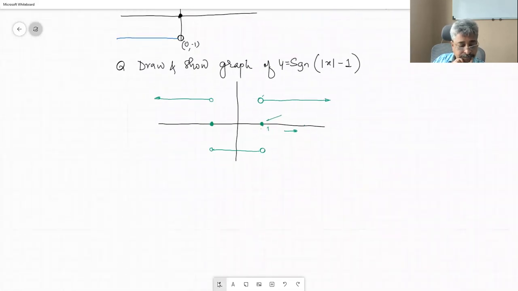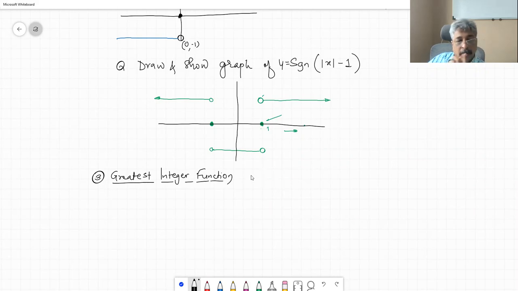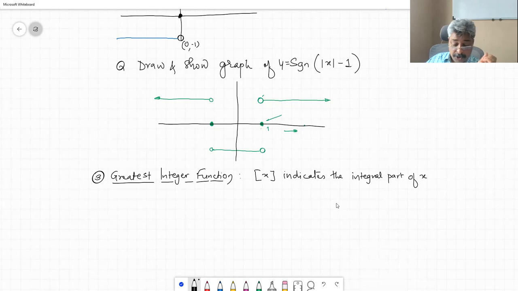Next question. Okay, next function. The greatest integer function, denoted by this rectangular bracket. X indicates the integral part of X, which is the nearest and smaller integer to X.